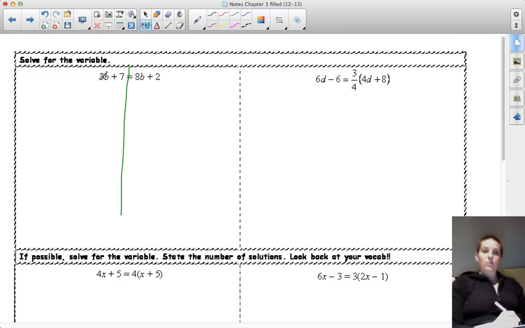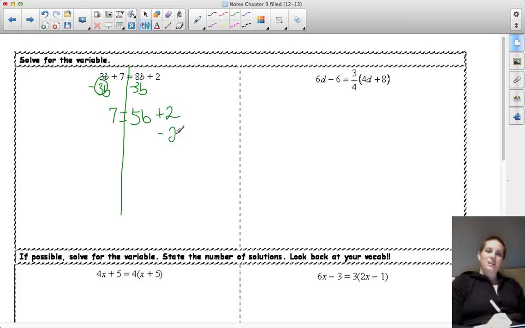So let's go ahead and get those B values together. Always do variables first. So we're going to subtract 3B, subtract 3B. So that gives me 0 on the left. 0 plus 7 is just 7. 8B minus 3B, or 8B plus negative 3B, is going to give me 5B. And that plus 2 is tagging along so that we can have a two-step equation.